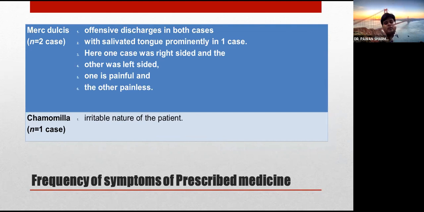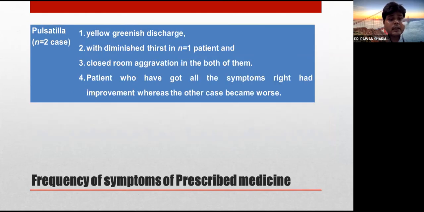Chamomilla, which was a dropped out case, was prescribed on the basis of the irritable nature of the patient, and the patient was dropped out. Pulsatilla: there were two cases prescribed Pulsatilla on the basis of yellowish greenish discharge in both cases, with diminished thirst in 1 patient, and closed room aggravation in both cases. The patient who had all the symptoms right improved, whereas the other case became worse. This is not a symptom of Pulsatilla.